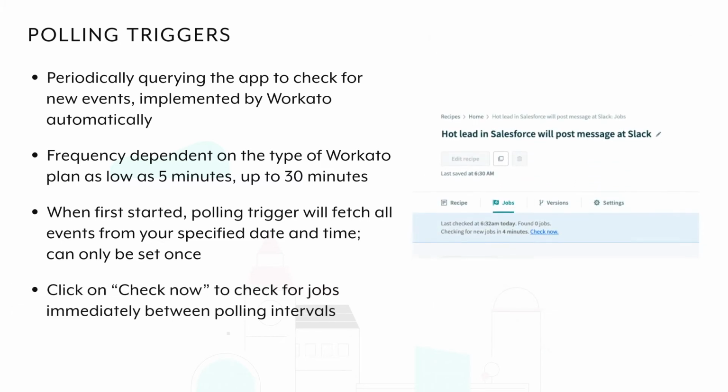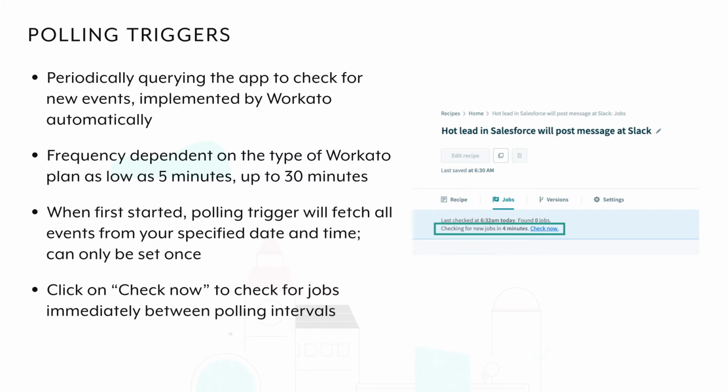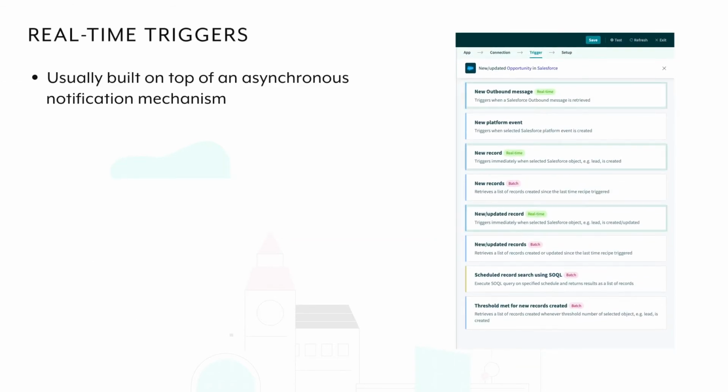If you want to check for jobs immediately, you can just click on the Check Now button seen in the Jobs tab on your recipe. This will accelerate the polling for this cycle. Let's move on to real-time triggers.